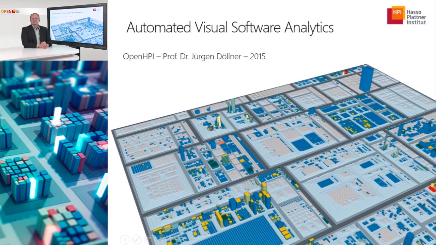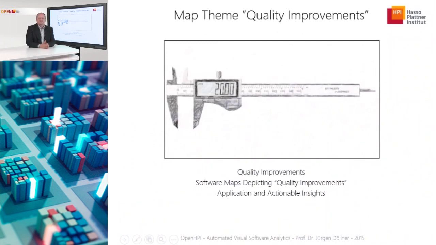Welcome to Automated Visual Software Analytics. This part is about the software map theme, quality improvements. In this part, we will briefly characterize quality improvement and quality improvement measures. We will see how software maps can depict quality improvements, and we will discuss their application and some actionable insights that can be gained by this specific kind of software map. Let's start with quality improvements and their characteristics.